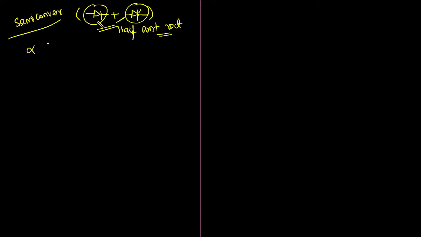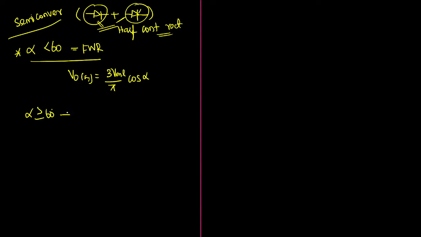If you put the value of alpha less than 60 degree, it will be equal to the full wave rectifier. Its property is simply equality with the full wave rectifier. So the formula you can write is V naught average equal to 3 VML by pi into cos alpha. That's all. When the value of alpha is greater than or equal to 60 degree, then it will reflect the properties of the half-wave rectifier. Then the V naught average formula will be, as usual, 3 VML by 2 pi into cos alpha. That's all. Okay, so this is how we are defining the average formulas for rectifier circuits.